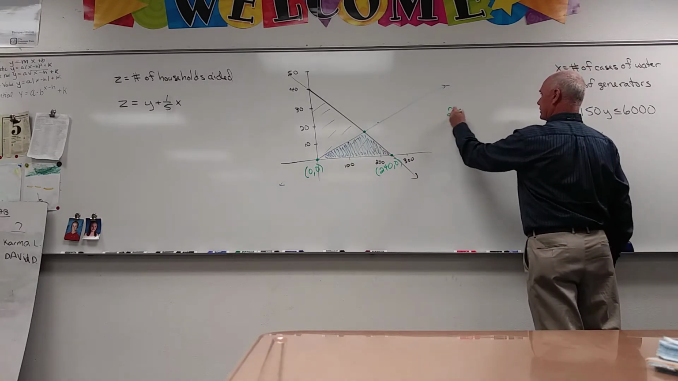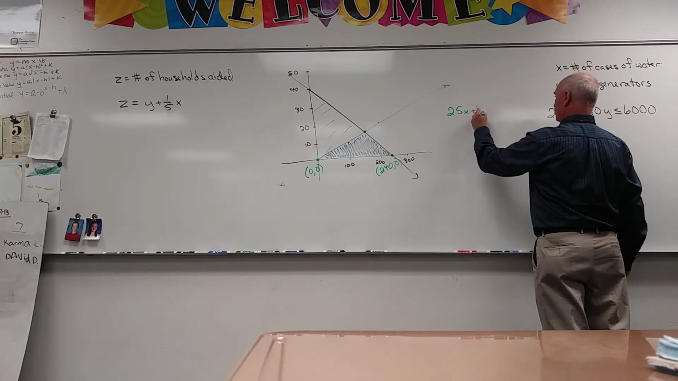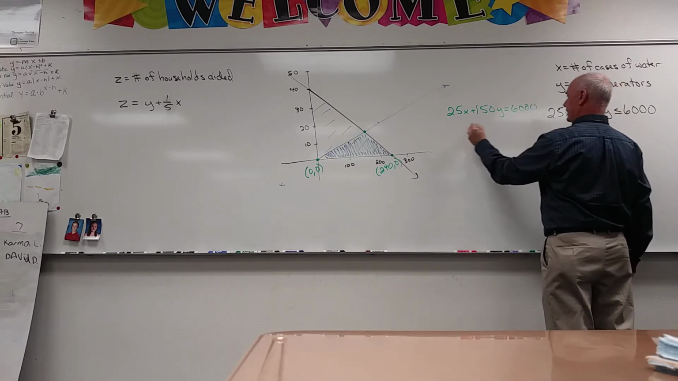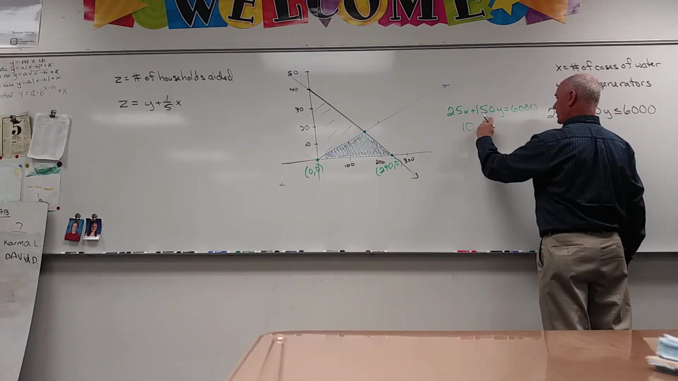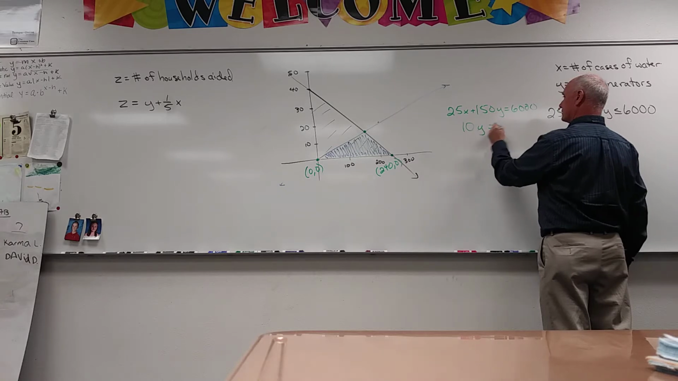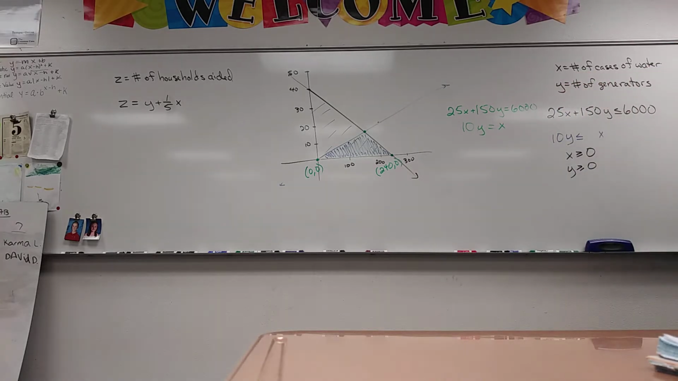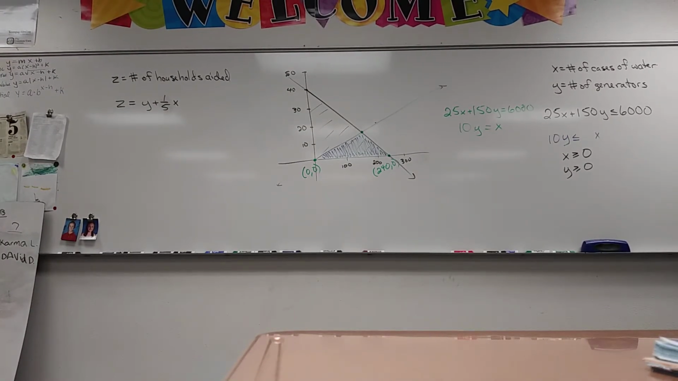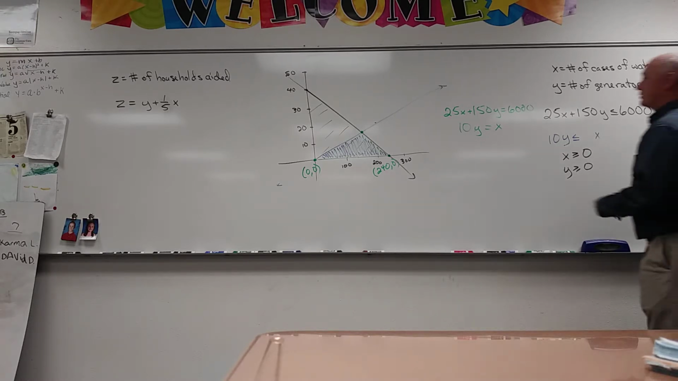That system is 25x plus 150y equals 6,000, and 10y equals x. We have a system of equations. What is the easiest way to solve that system of equations? Substitution. Substitution, absolutely. Because we already know what x is. X is 10y.